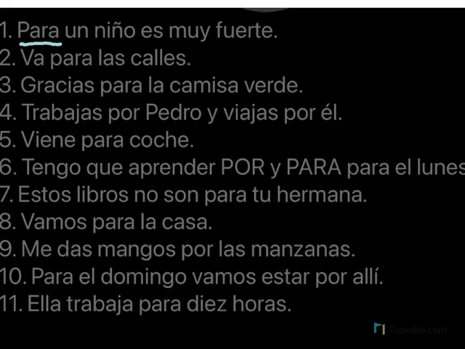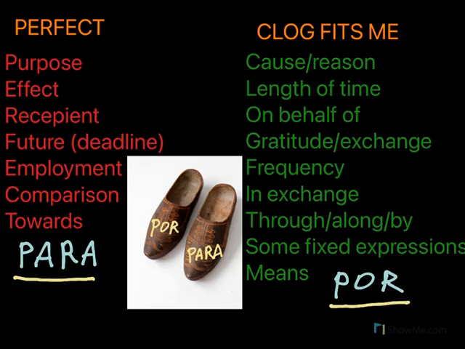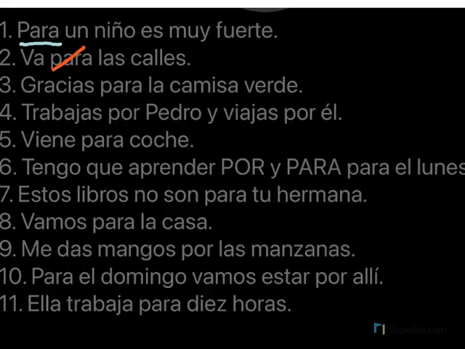The next one is va para las calles. He or she or you, sir or madam, go in the direction of the streets. That sounds strange. Normally, por las calles would mean that it is somewhere in the streets. It is not an exact location, so that would be here: through, along, by, one of these ones. So it's going to be por and not para, and so number 2 is wrong.